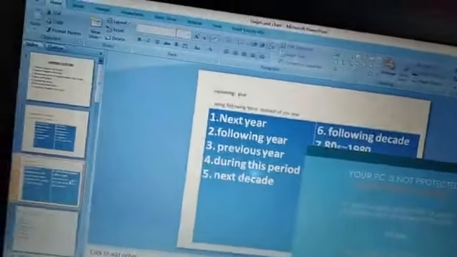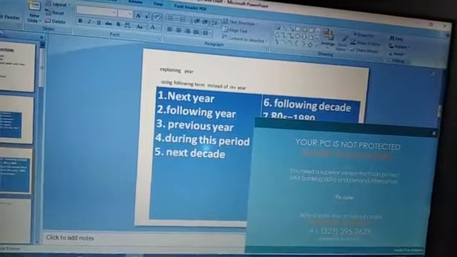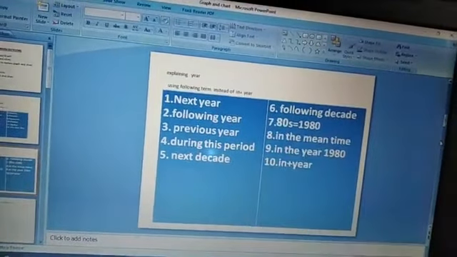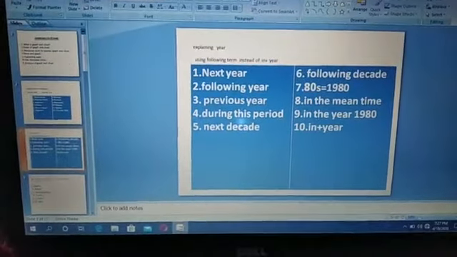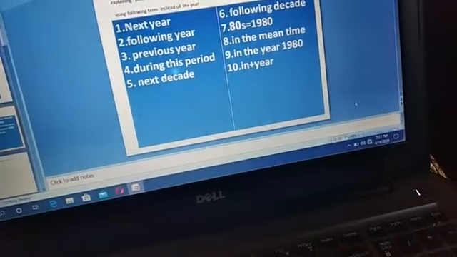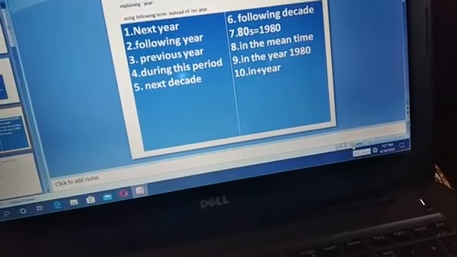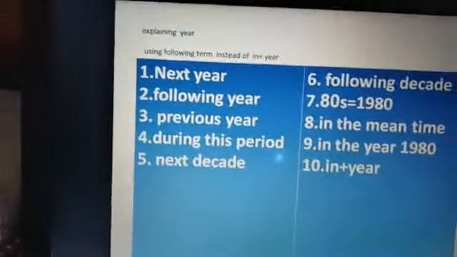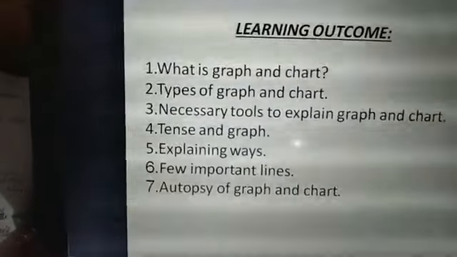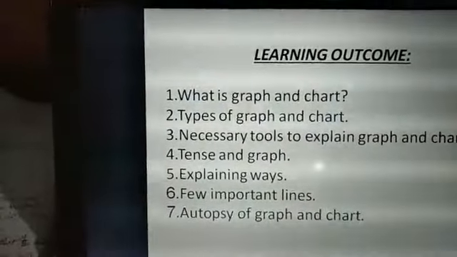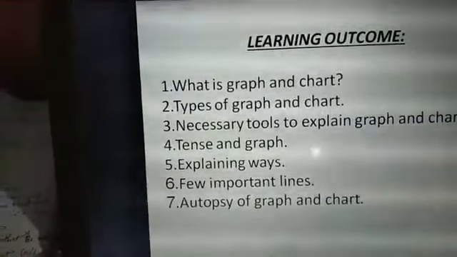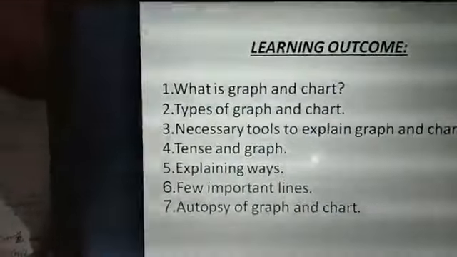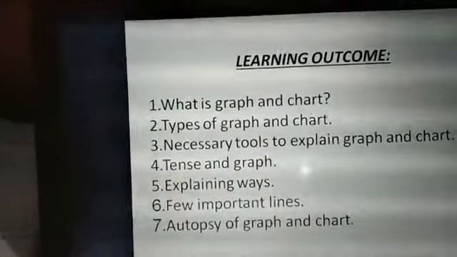If I tell you what a graph and chart is, then a graph and chart is a combination or a set of some information or data or datum. Number 2, I think you have all understood what a graph and chart is. Now I'll tell you the types of graph and chart. There are different types of graph and chart, but it is not necessary to know all of them.